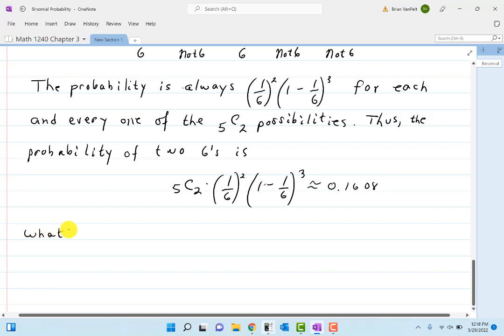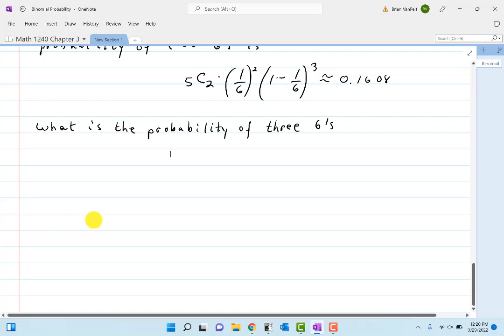What is the probability of 3 6s? So if I look at it this way, I could get something like 3 6s. I could have, this is one possible arrangement. I could have a 6, a 6, a 6. And then I could have a number that is not 6. Let's call it failure, F for failure.